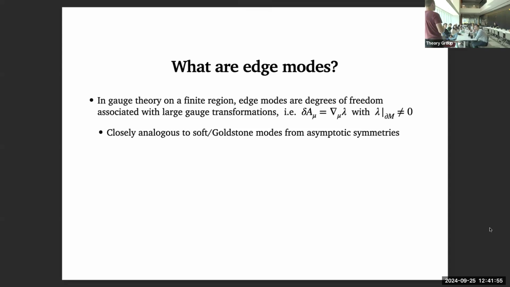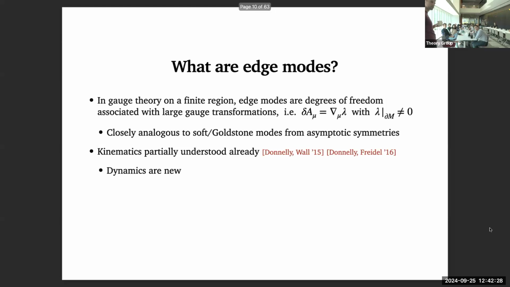It's closely analogous to the asymptotic symmetry story. If you study gauge theory or gravity on a spatially infinite region, then the gauge transformations that don't die off very fast can be physical, and those are asymptotic symmetries, and they're related to some sense of Goldstone mode. That the asymptotic symmetry is spontaneously broken, and it has a conjugate partner, a massless mode.